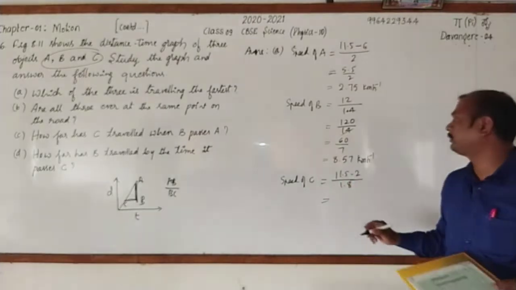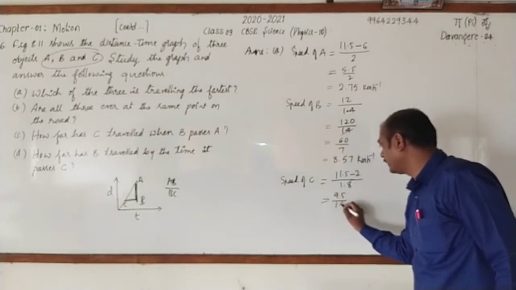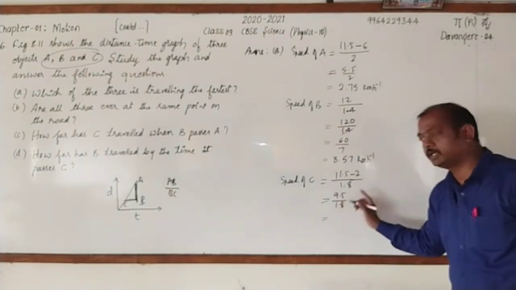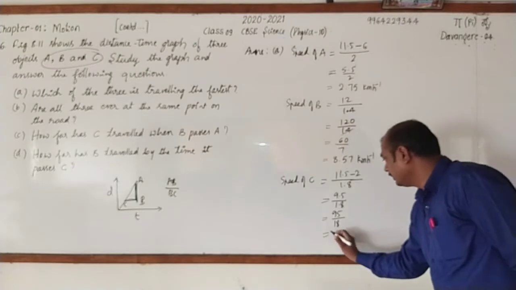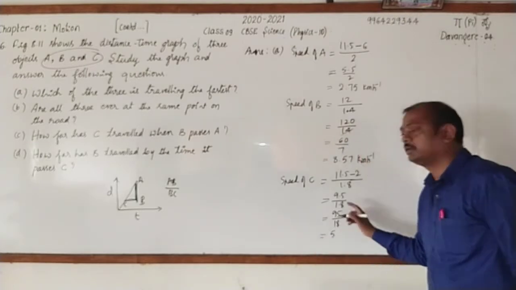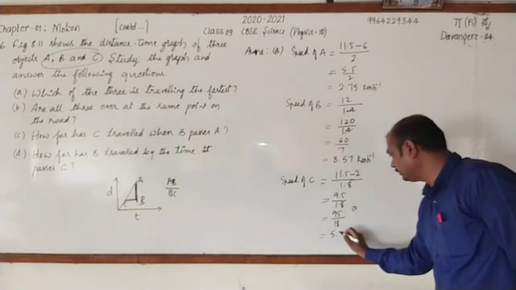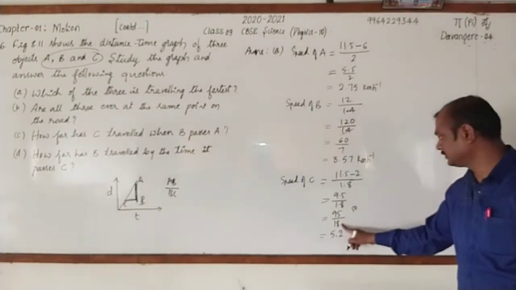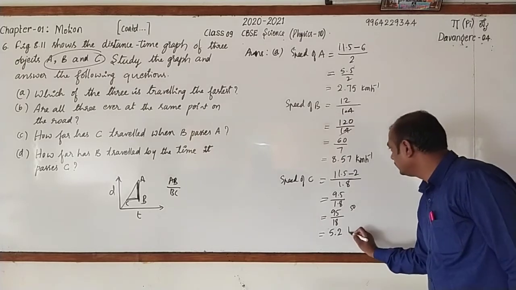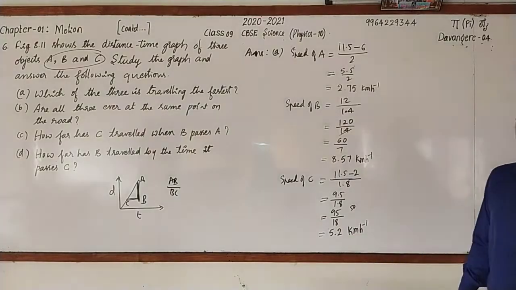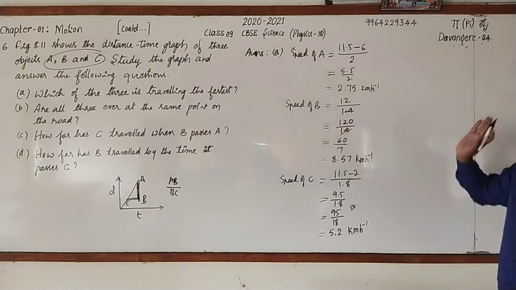This is equal to 11.5 minus 2, which is 9.5, divided by 1.8. After the decimal, there is one digit in the numerator and denominator, so you can write 95 by 18. Then 18 5s are 90. Put the decimal. Then 5 will remain, it becomes 50. 18 2s are 36. 14 will remain, it becomes 140. So it is 5.2 kilometer per hour.